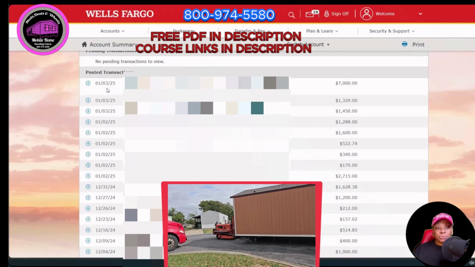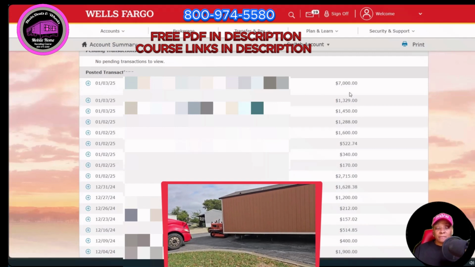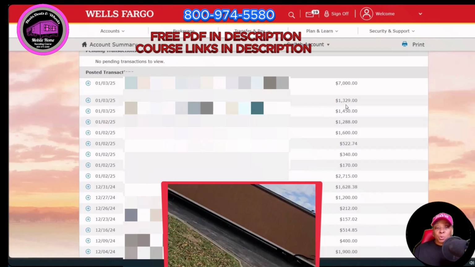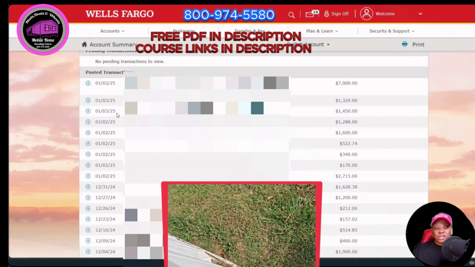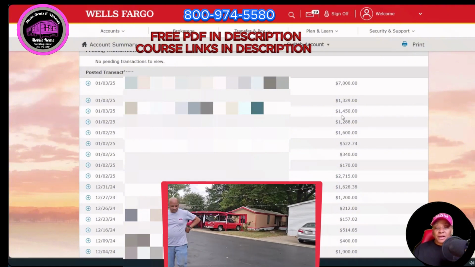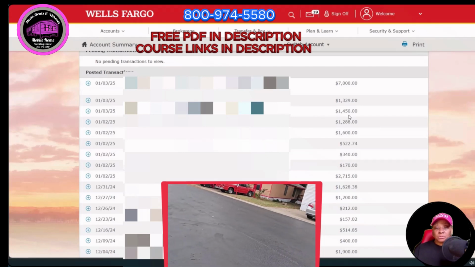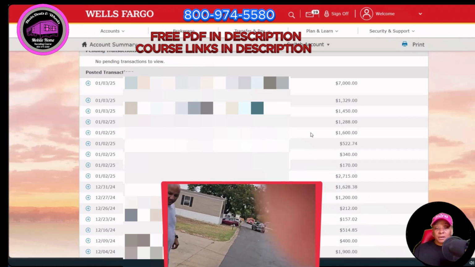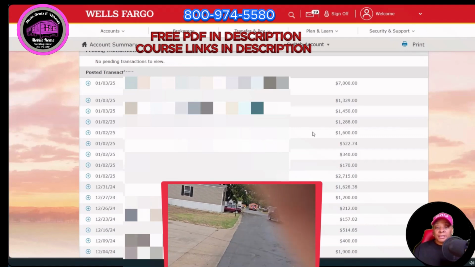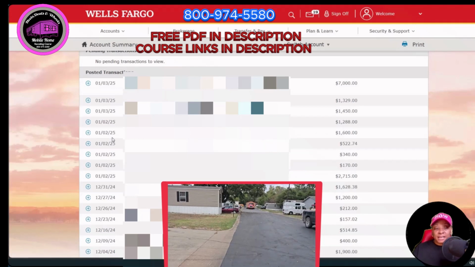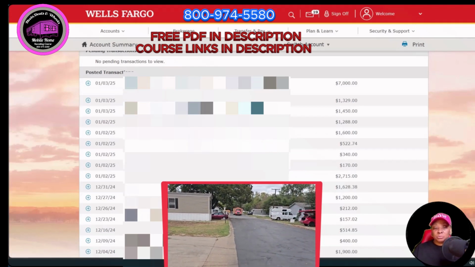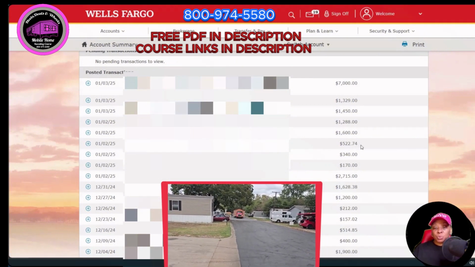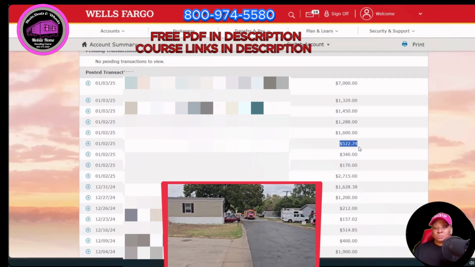Okay. January the 3rd, 2025, $7,000, right? January the 3rd, 2025, $1,329, right? January the 3rd, 2025, $1,450. Deposits, all of these deposits, guys. January the 2nd, 2025, $1,288. January the 2nd, 2025, $1,600. January the 2nd, 2025, $522.74. Let's talk about this one.